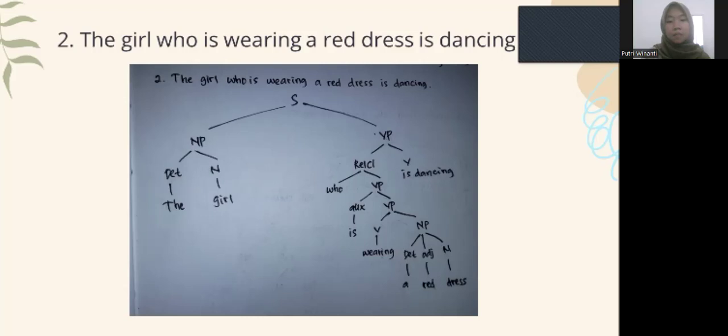Untuk verb phrase-nya ada relative clause dan verb. Untuk relative clause itu who, and untuk verb phrase-nya auxiliary, and auxiliary is the verb phrase, verb and noun phrase. The verb is wearing, determiner a, adjective red, and the noun is dress, and the verb is dancing.